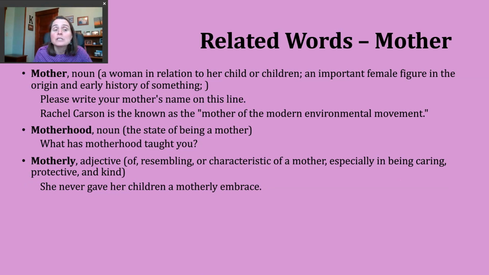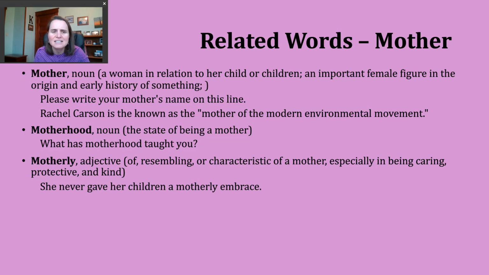Another word you might encounter is the adjective motherly. This generally is describing something that is of or resembling or characteristic of a mother. And many times, what we associate it with is with being very caring, very kind, very protective. An example of this. She never gave her children a motherly embrace.